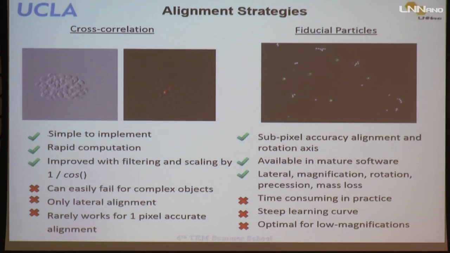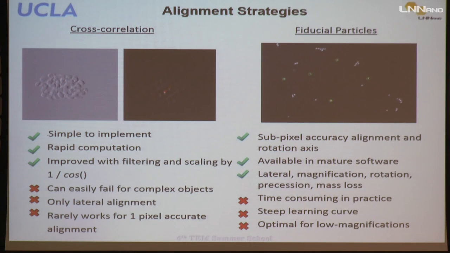So there are several alignment strategies. Cross correlation is very simple to implement, very fast and easy, but it can easily fail for complex objects and is not very accurate. Fiducial particles can actually do subpixel alignment. A lot of software like IMOD or other reconstruction software actually have good packages inside to do this fiducial marker alignment, so if you know how to use the software, you can do that. And everything, magnification, rotation, everything is in the calculation, so it finds out everything.